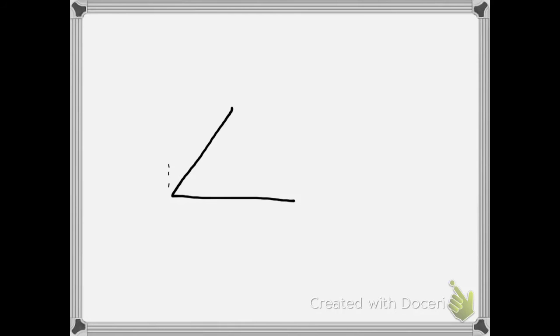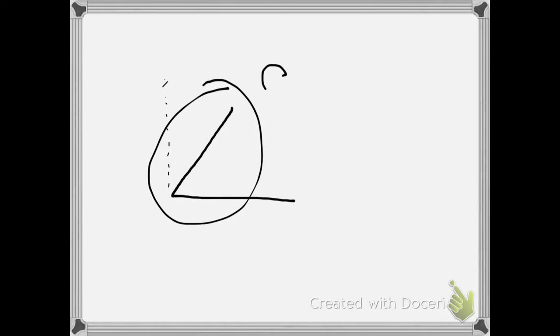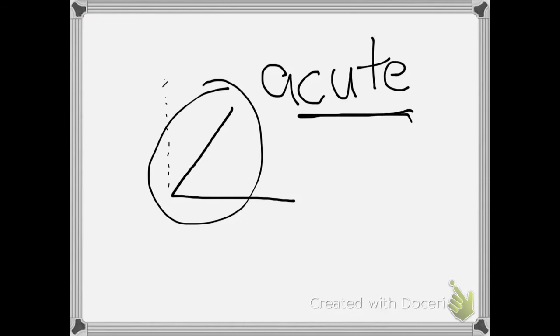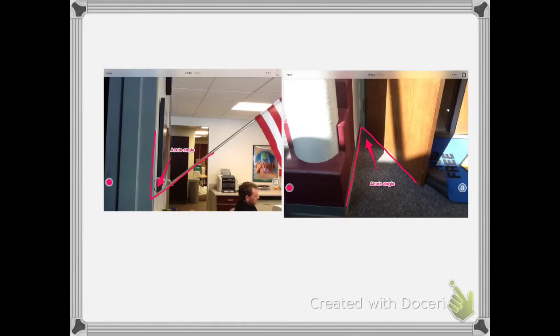If I were to make a pretend right angle right here, I could see that this angle right here is going to be smaller because it's less open than a right angle. We call these acute angles. And I look at the word cute because it's a smaller angle than a right angle, so I say, oh, it's a cute angle because it's so small. Some examples that I found of acute angles are this flag pole right here. It's smaller than a right angle, so it would be an acute angle.